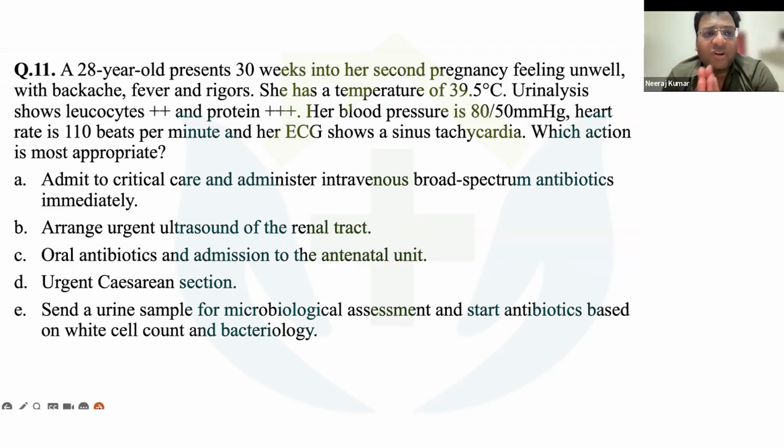Now coming to the next question, 28-year-old female, 30 weeks, second pregnancy, feeling unwell, backache, fever, rigors, temperature 39.5, urine analysis leukocytes plus, protein plus, blood pressure 80/50, heart rate 110, and ECG shows sinus tachycardia. What action is most appropriate? You want to admit, you want to arrange ultrasound, you want to give oral antibiotic, urgent CS, send urine sample for microbiological assessment. What do you want to do here?